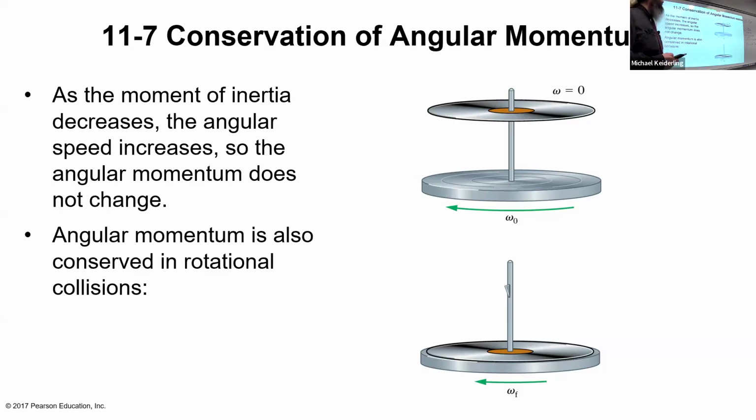And angular momentum is also conserved in rotational collisions, like dropping a record onto a record player. The record starts out with zero angular velocity. It falls onto the record player base with some angular velocity. The total angular momentum stays the same.